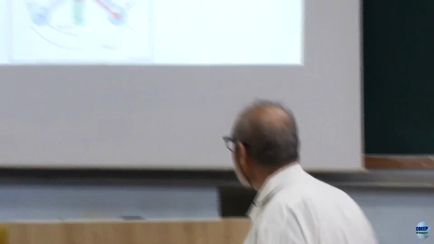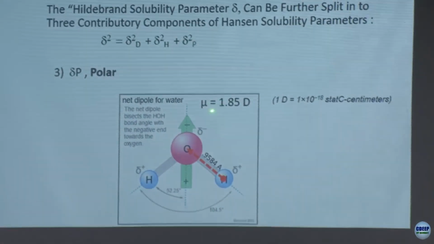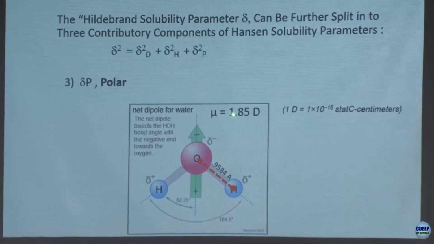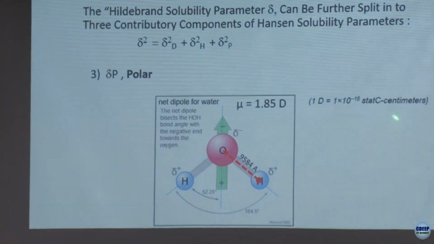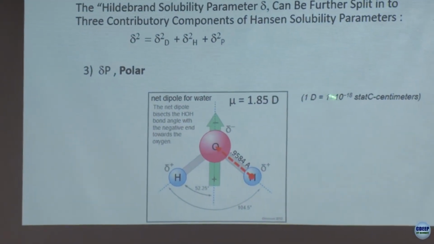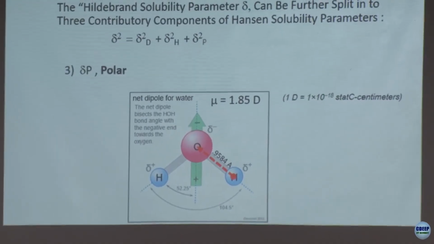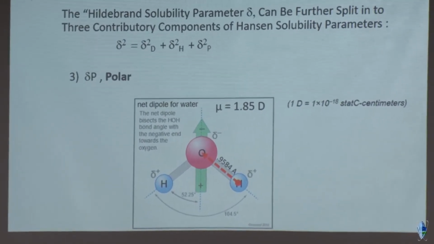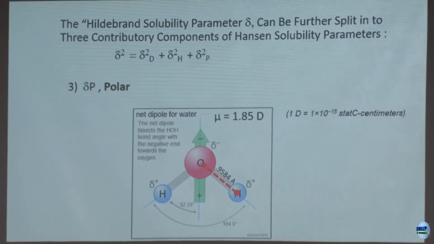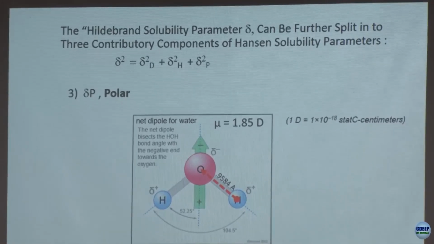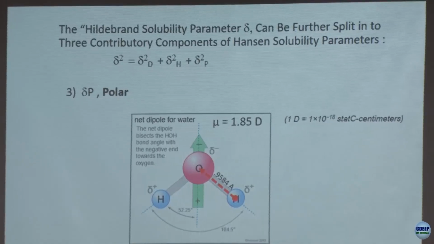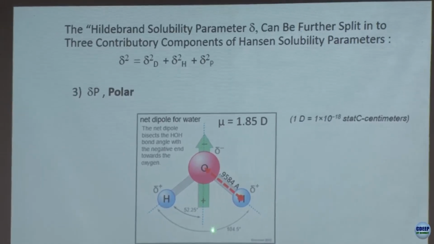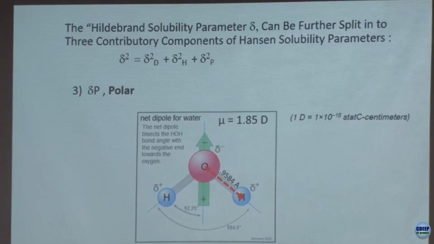Then water is also a permanent dipole. It is 1.85 Debye, which is the stat coulomb centimeter into 10 raised to minus 18. And this leads to the dielectric constant of water. You are familiar with the dielectric constant of water. 72 is the value. Fine. It is because of this permanent dipole which is there.